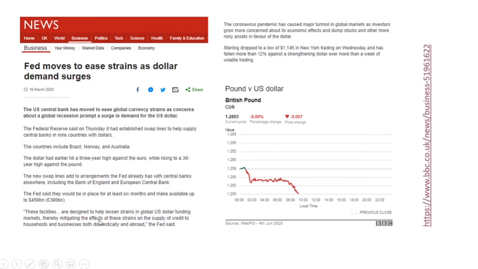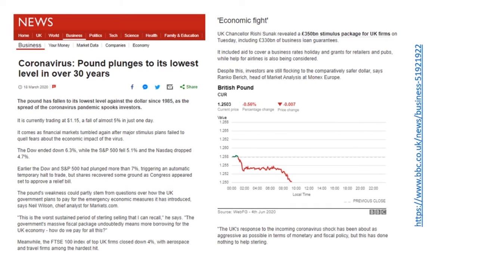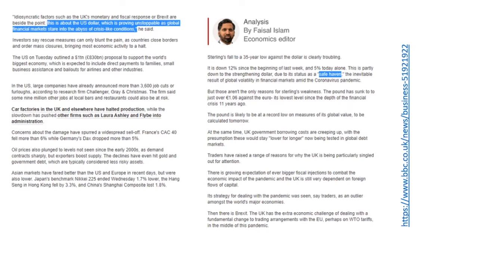Seen here, the pound to dollar exchange rate shows a sudden fall over the course of one day in the value of the pound. Another BBC News article on this topic was talking about the fact that the pound has fallen to its lowest level against the dollar since 1985 as the spread of the coronavirus pandemic spooks investors. The main point of this article, though, is that you can see this is about the US dollar, which is proving unstoppable as global financial markets stare into the abyss of crisis-like conditions.